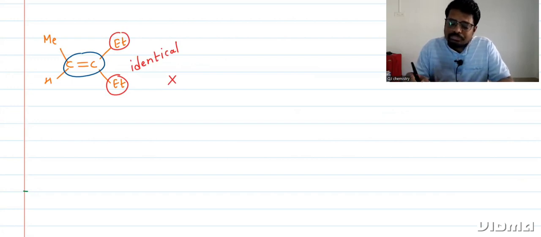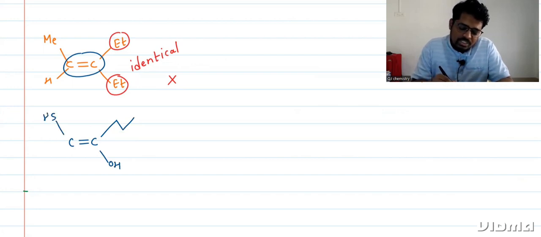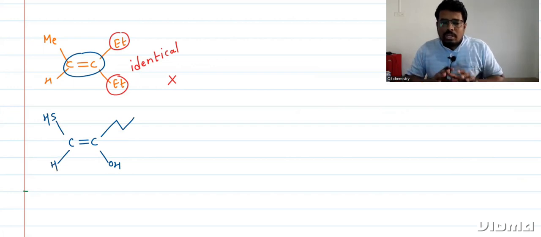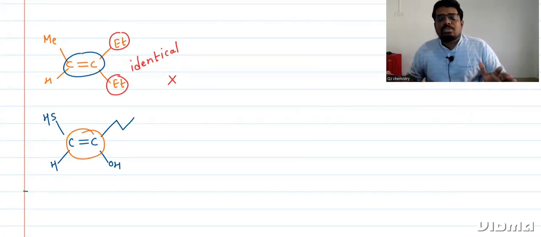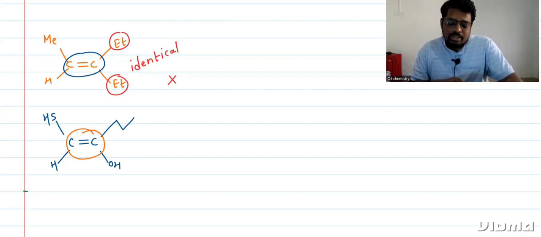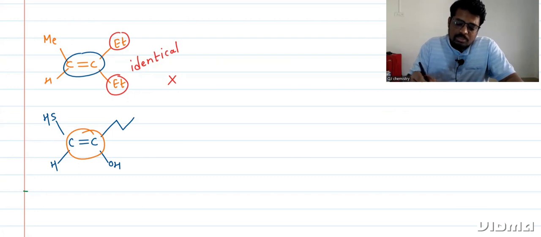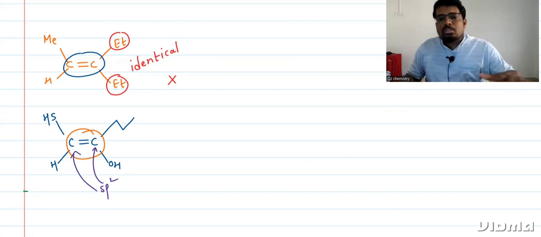Now, the next case: suppose we take the example of carbon, carbon, and here one propyl group is there, one OH group is attached, one SH, and one hydrogen, this type of system. Around the carbon-carbon double bond, the first condition is met: there is restricted rotation. Now check the groups: four different groups are bonded. And the hybridization of the carbon-carbon system is sp2, so it is a planar system. All three conditions are satisfied, which means geometrical isomers are possible, right?